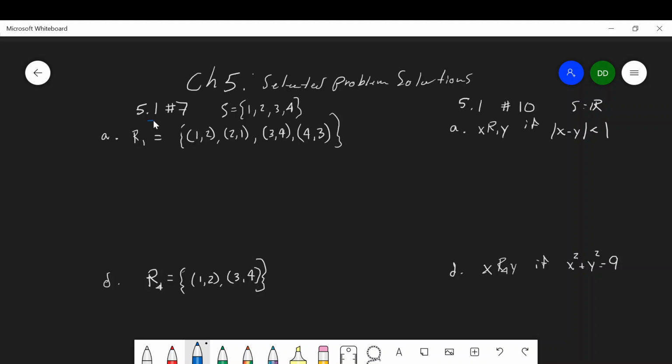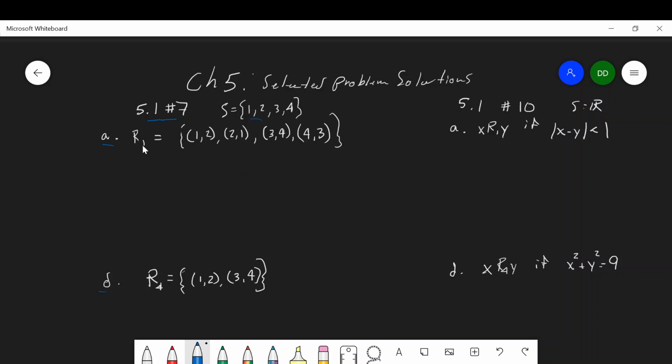So first, I'm looking at 5.1, number 7. Remember, in this one, our set S is the numbers 1, 2, 3, and 4, and I'm just going to work out part A and part D. I'll save B and C for you to think about once you've seen these. We want to test reflexivity, symmetry, and transitivity for each one of these. We want to be able to tell what properties they possess.